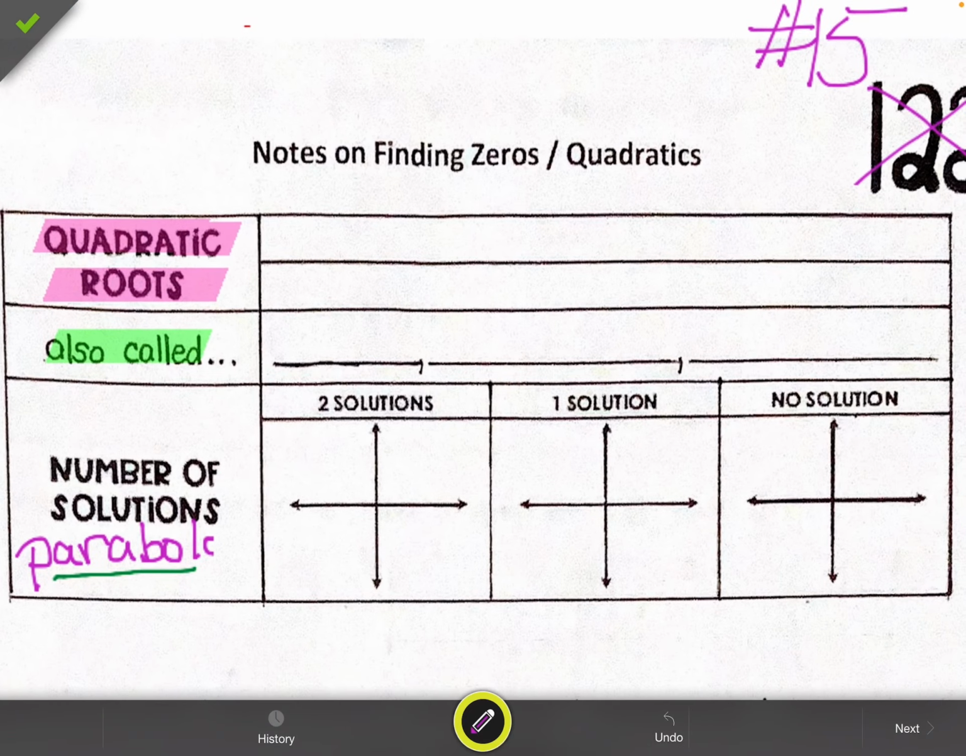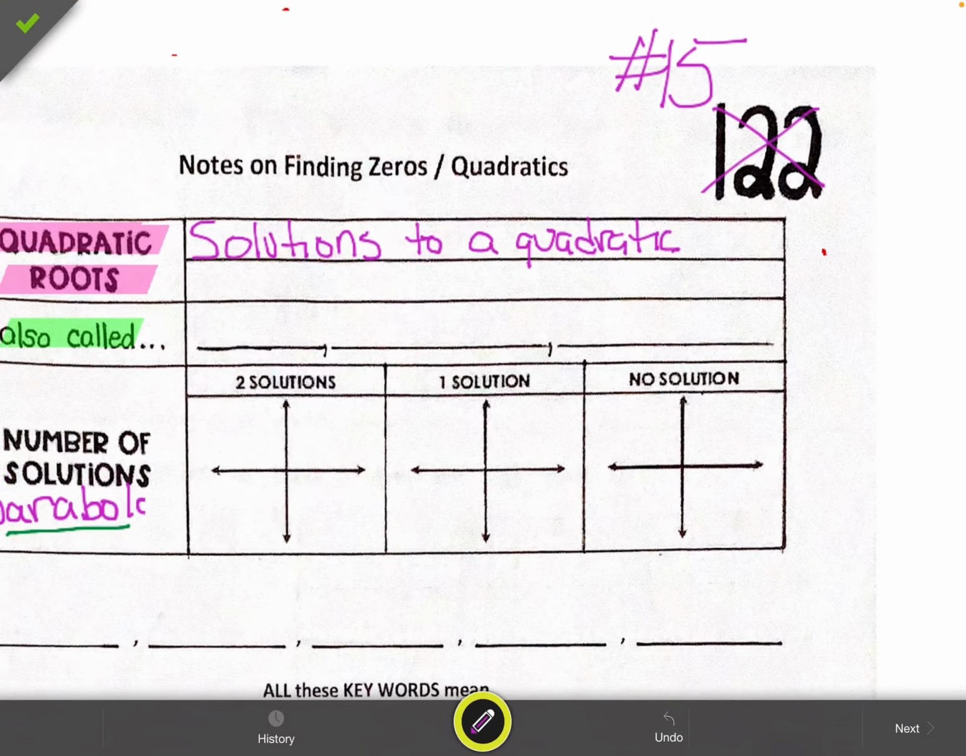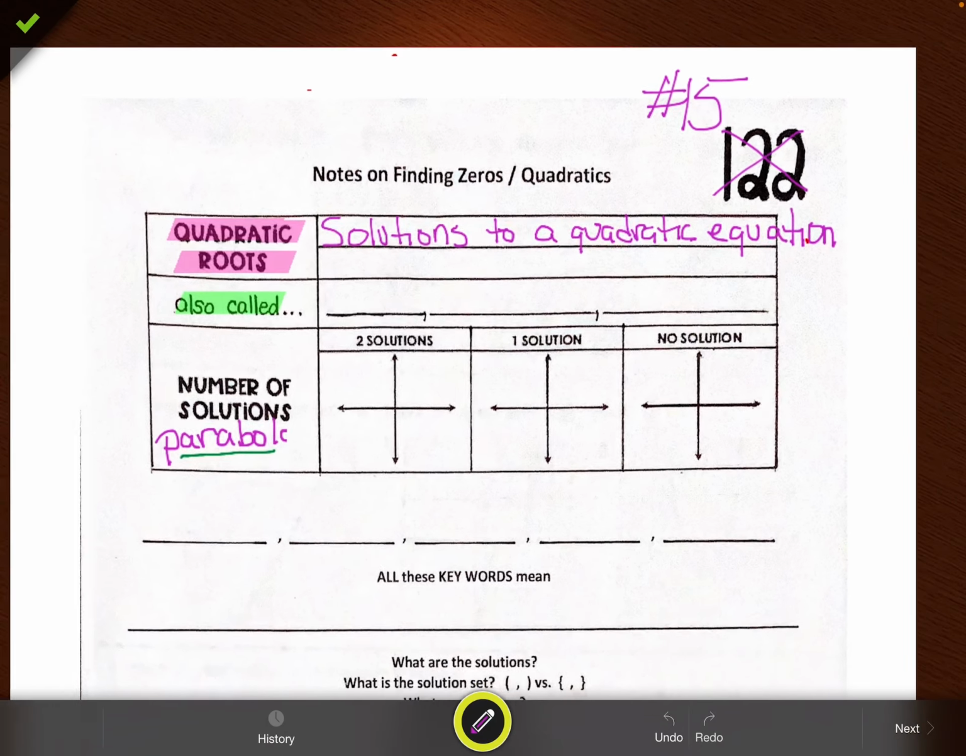Quadratic roots are just solutions to a quadratic equation. And I always write too big for the box, right? Oh, no S. So it's a solution to a quadratic equation.